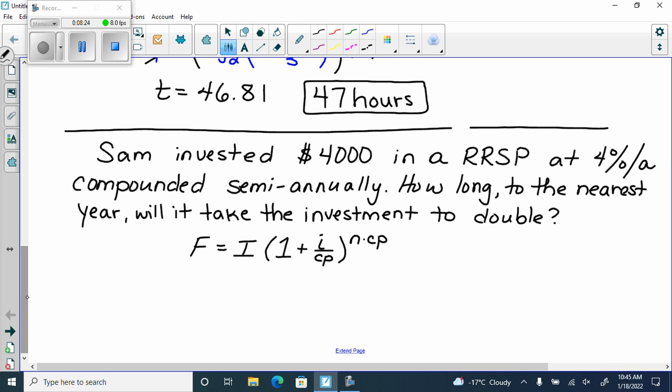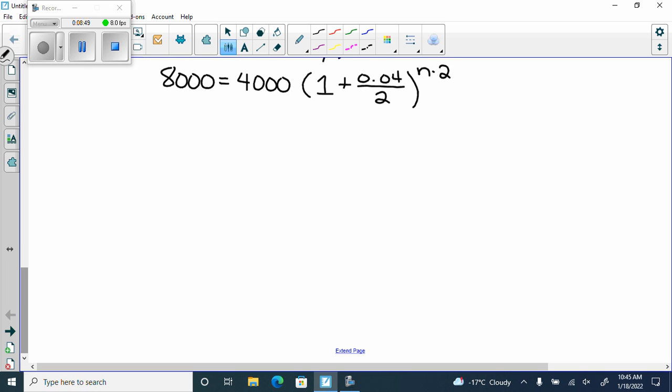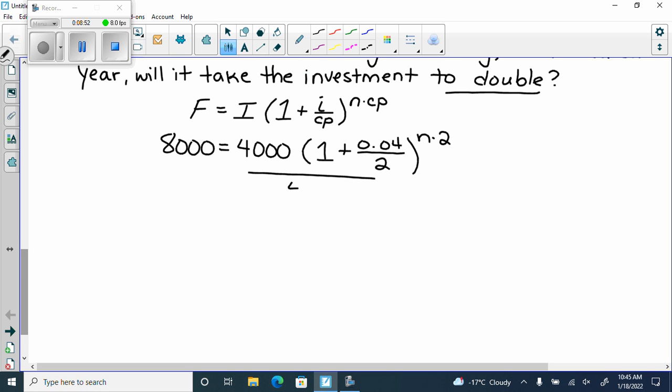So what's the final? Because it says double, that's 2 times the initial, that's what he invests. 1 plus what's my interest rate? 0.04, compounded 2 because it's semi-annually, and we don't know n, times 2, correct? So we're going to divide our 4,000 over. We always divide our initial over. So we get 2 equals 1.02 to the 2n.